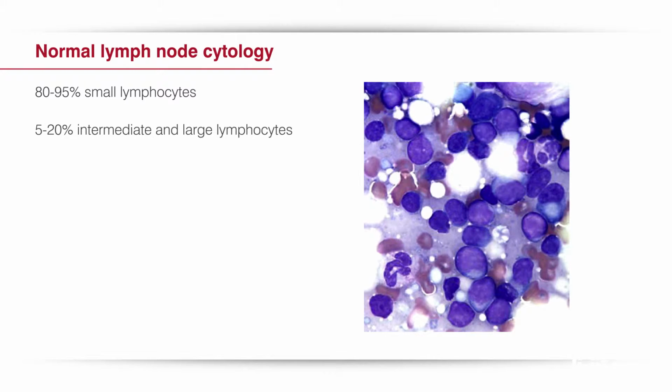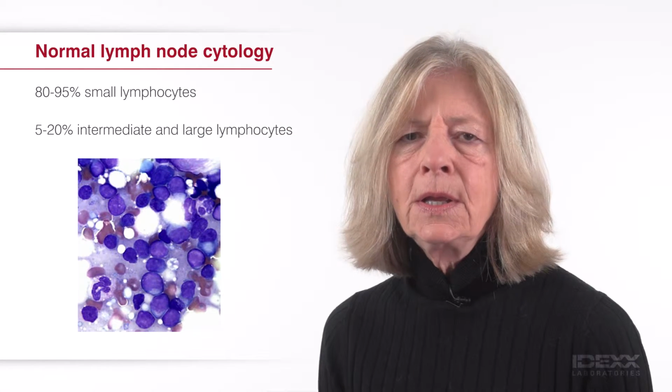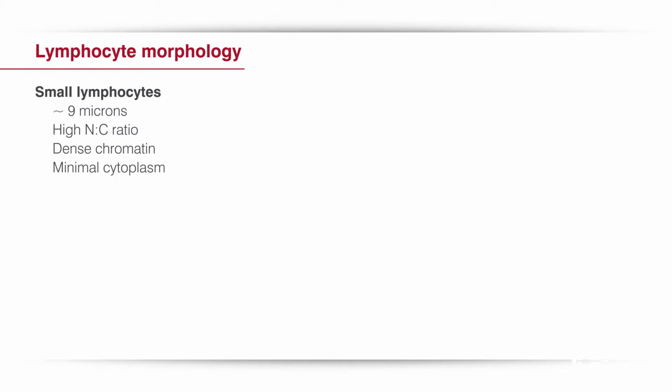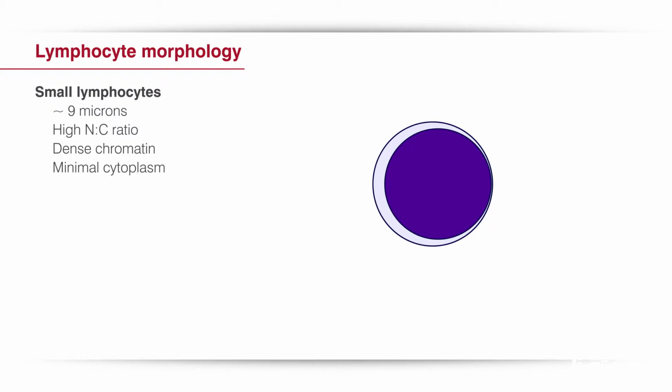Normal lymph nodes are characterized by a heterogeneous population of 80 to 95% small lymphocytes and 5 to 20% intermediate and large lymphocytes. Small lymphocytes are smaller than neutrophils, have scant light blue cytoplasm, and a high nuclear to cytoplasmic ratio. Nuclei are round and have dense, coarsely clumped chromatin and inconspicuous nucleoli.